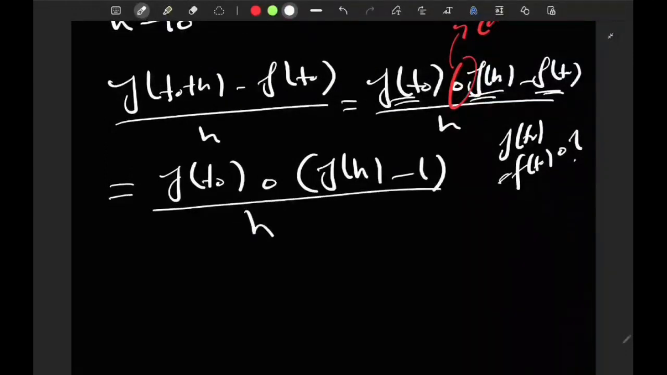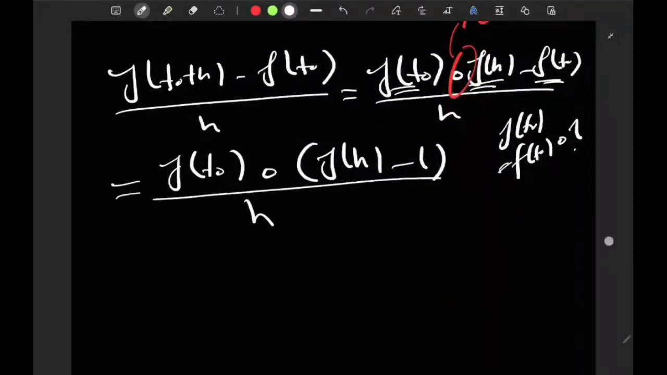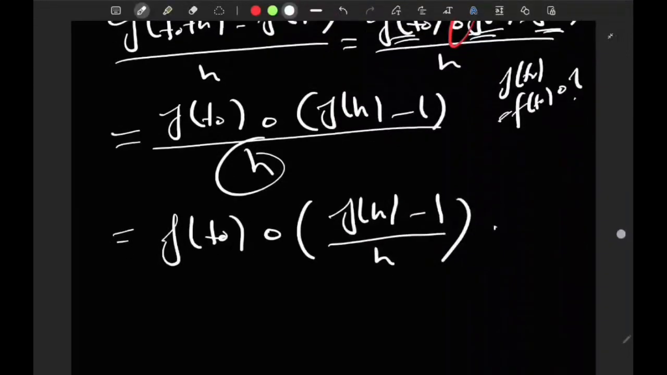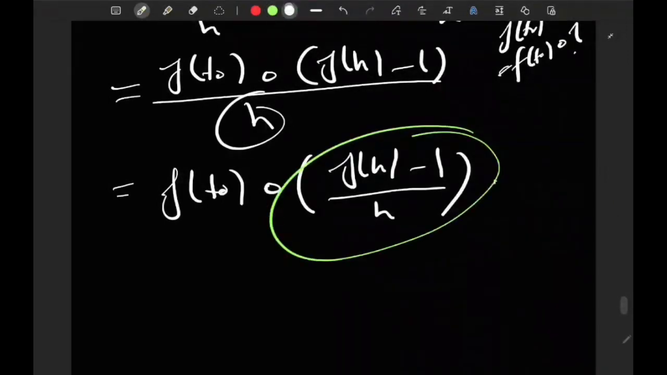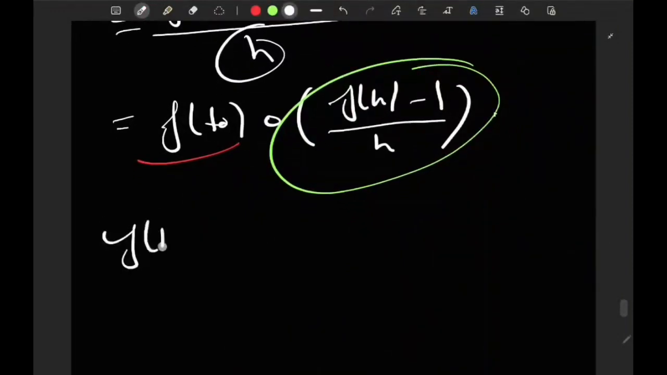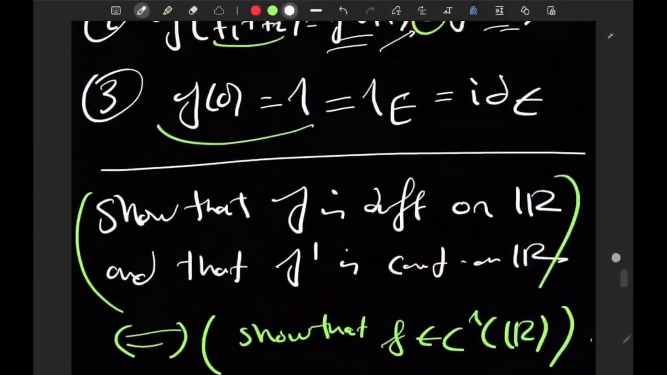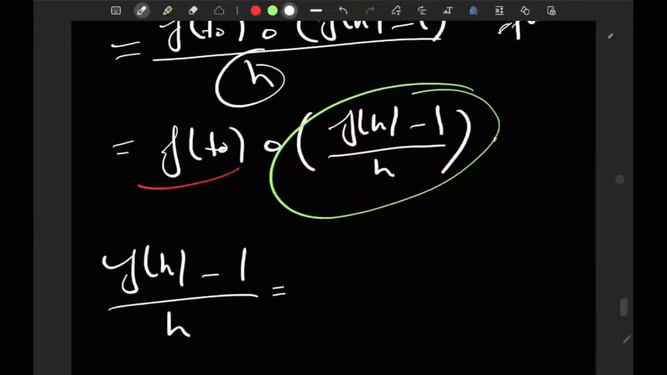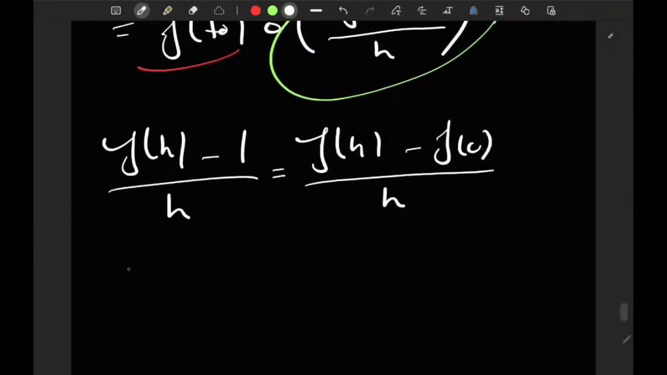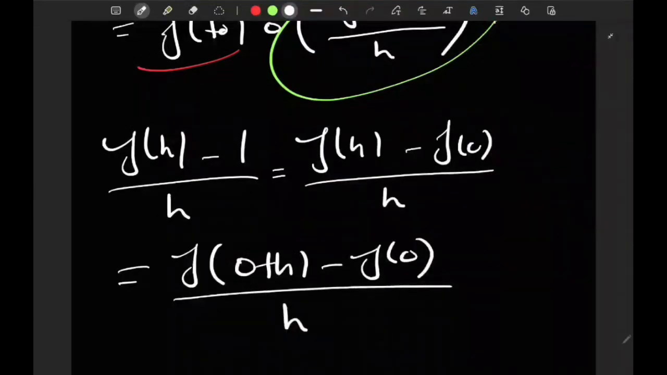Divided by h. And since composition is bilinear, you can insert the scalar h inside. So this is the same as f of t0 composed with f of h minus 1 divided by h. Now let's look at this curious thing here. This is the entire world, because f of t0 is just a constant. So what is f of h minus 1 divided by h? By the third assumption, 1 is f of 0. So this is just f of h minus f of 0 divided by h. Or to make it clearer, this is f of 0 plus h minus f of 0 divided by h.